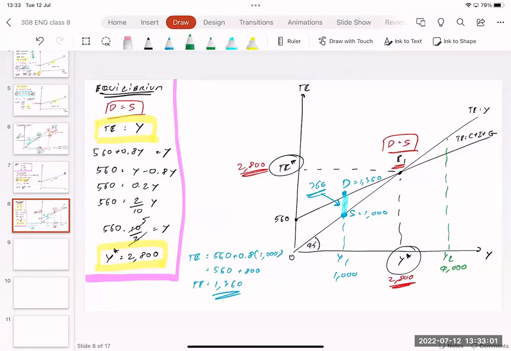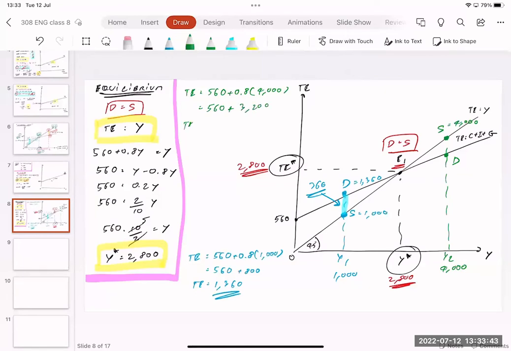Moving to the green color, if Y2 equals 4000 at the 45-degree curve, at the 45-degree curve you have supply equal to 4000. For the demand curve, you just put Y2, which is equal to 4000, into the total expenditure equation. TE equals 560 plus 0.8Y. In this case, Y equals 4000. So you get 560 plus 0.8 multiplied by 4000 equals 3200.